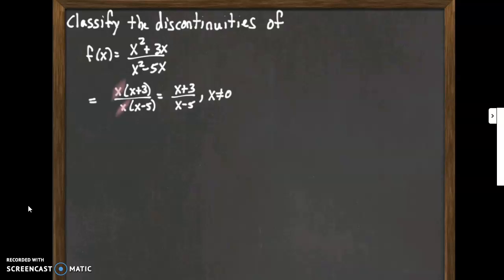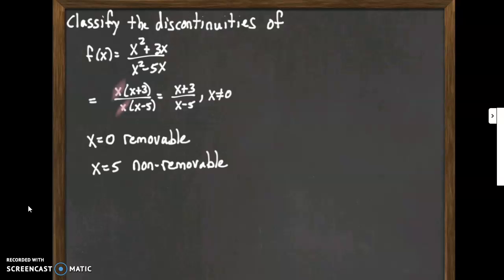So at this point, we have two discontinuities. x equals 0, because it was able to cancel out with a 0 factored in the top, is a removable discontinuity. And the one that was still left over, once we reduce down as much as we can, that's a non-removable discontinuity. Okay, so hopefully that'll help you as you go through this work with discontinuities. Until next time.